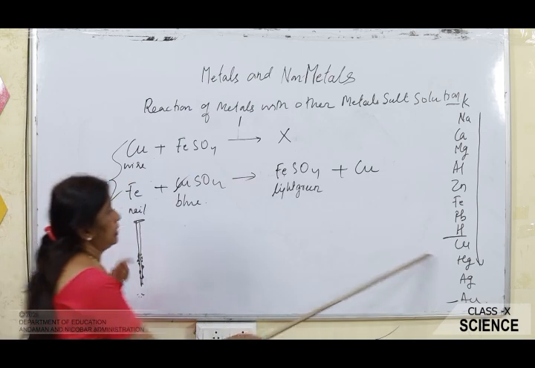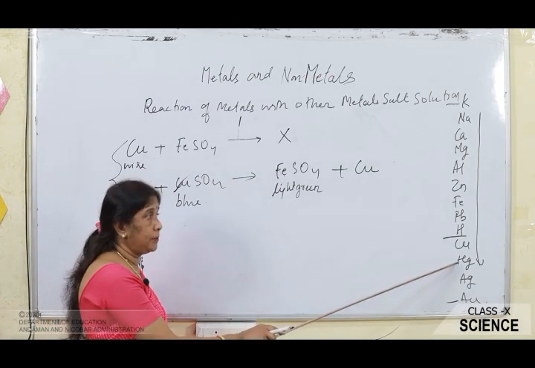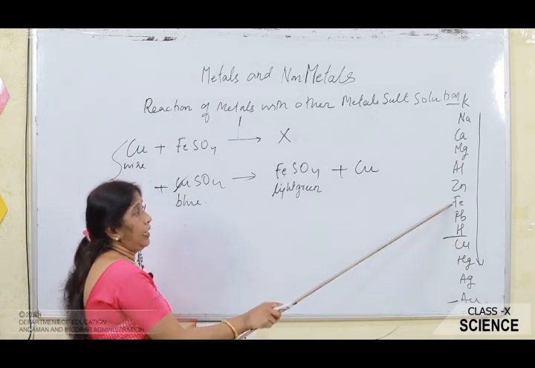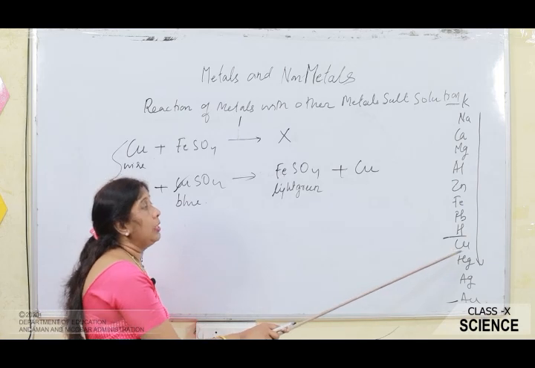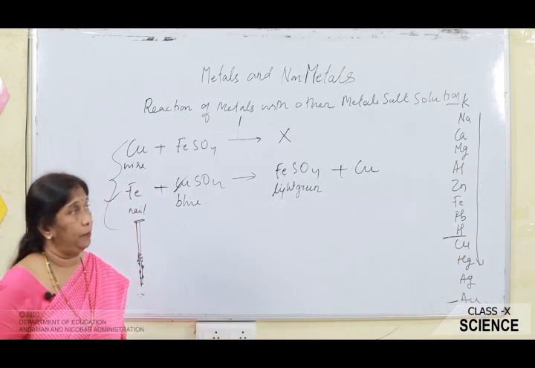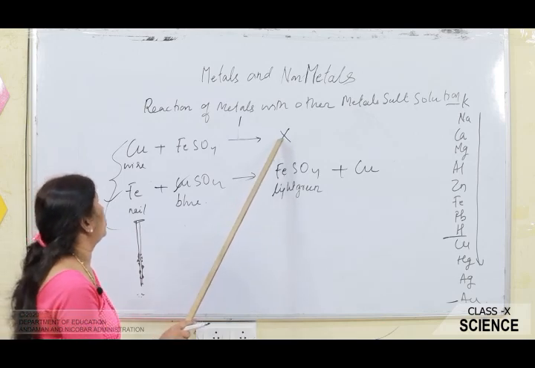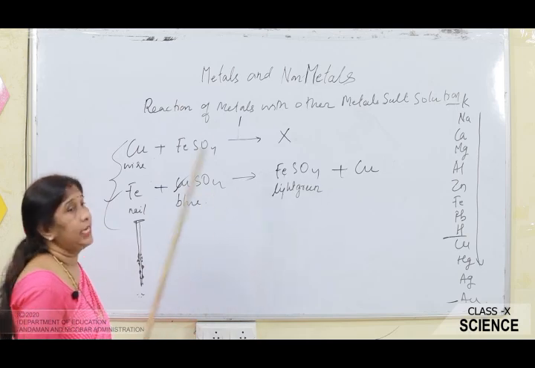Now, see here, copper is placed below in the series, and iron is placed above in the series. So, according to the rule, copper cannot displace iron from its solution form. So no displacement reaction occurs in this case, whereas the displacement reaction took place in the second case.